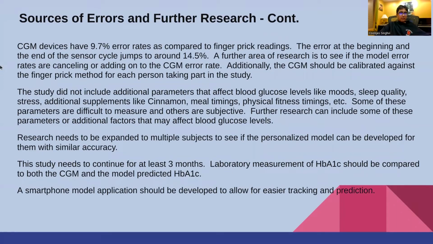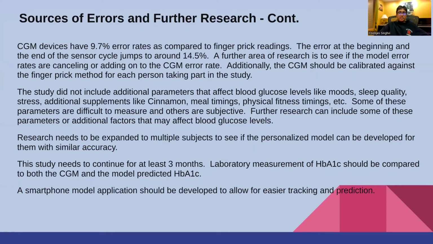Continuous glucose monitoring devices have a 9.7% error rate as compared to finger prick readings. The error at the beginning and the end of the sensor cycle jumps to around 14.5%, but we don't know if that is canceling or adding to the continuous glucose monitor error rate. Therefore, we should research this, as well as calibrate it against the finger prick method for each person taking part in the study.